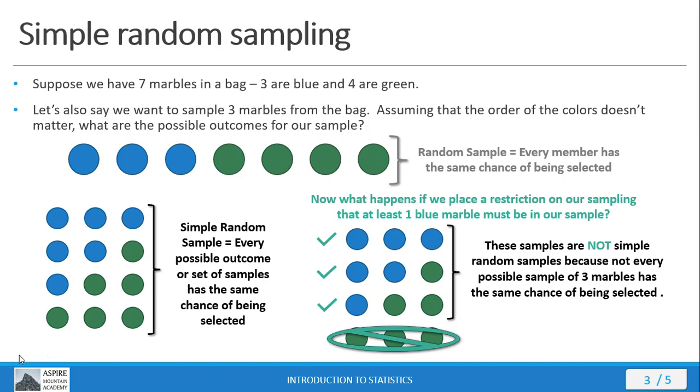And that's all a simple random sample is. It says that every possible outcome for your sample size has the same chance of being selected. Typically, if you don't have a restriction on your sampling and you're sampling the individual members of your sample at random, you're going to have a simple random sample. But if you put some type of restriction on the sample, then typically there's not going to be a simple random sample.